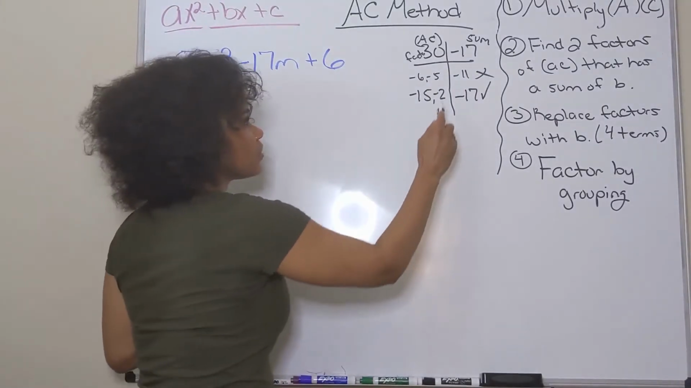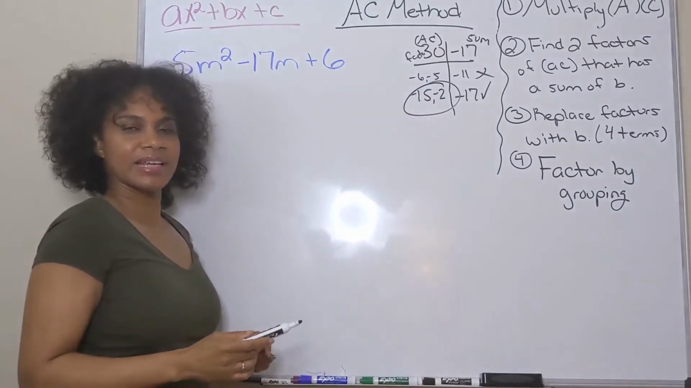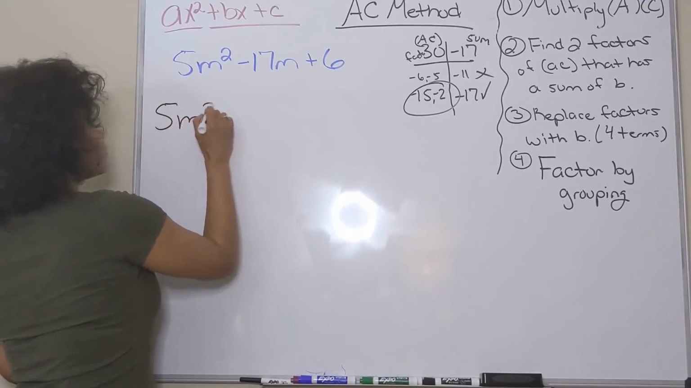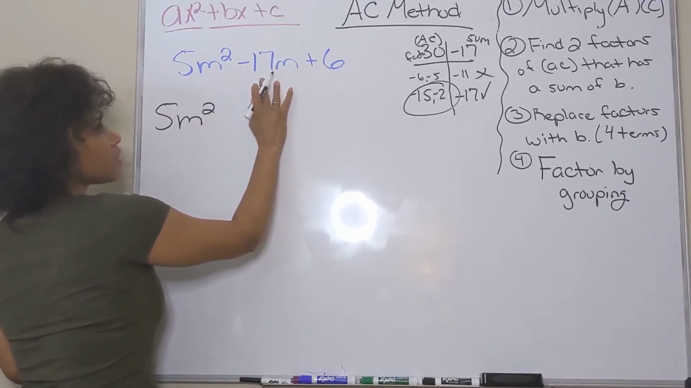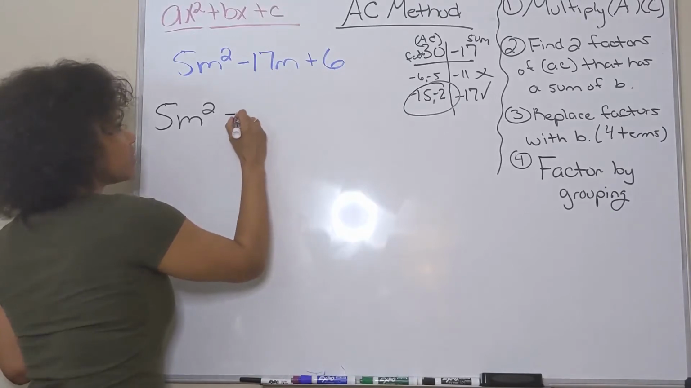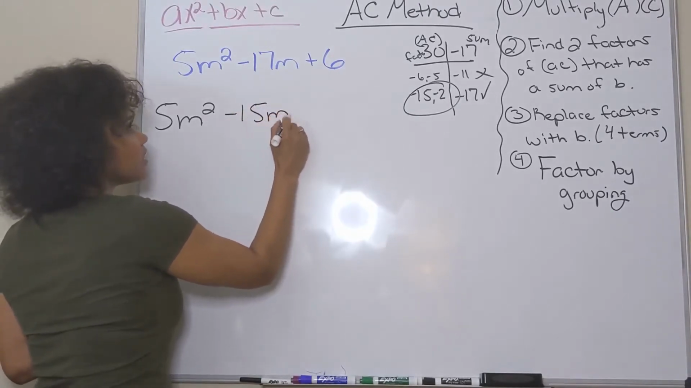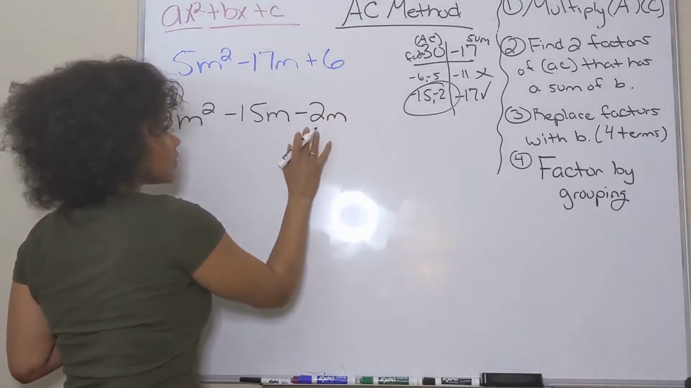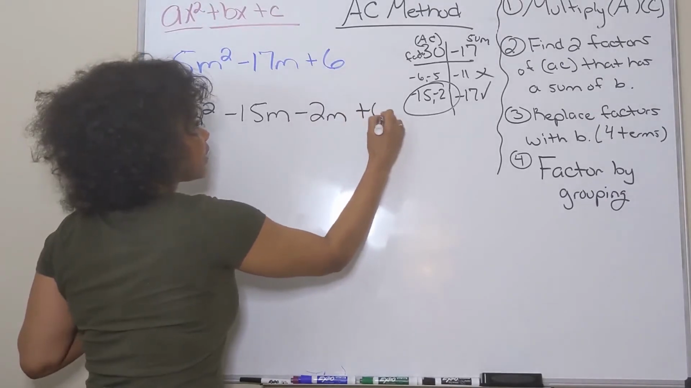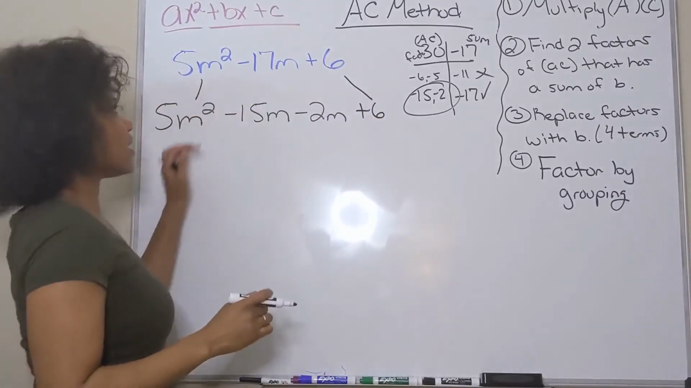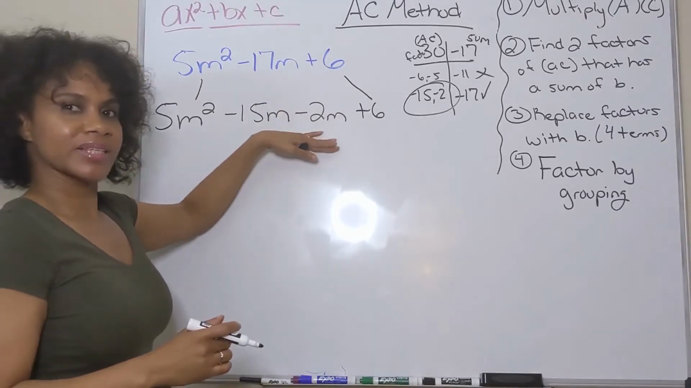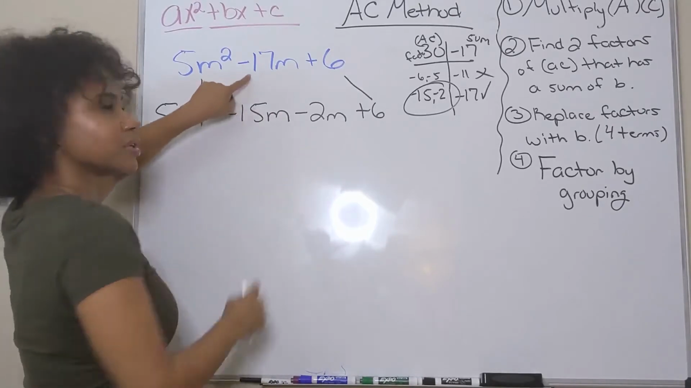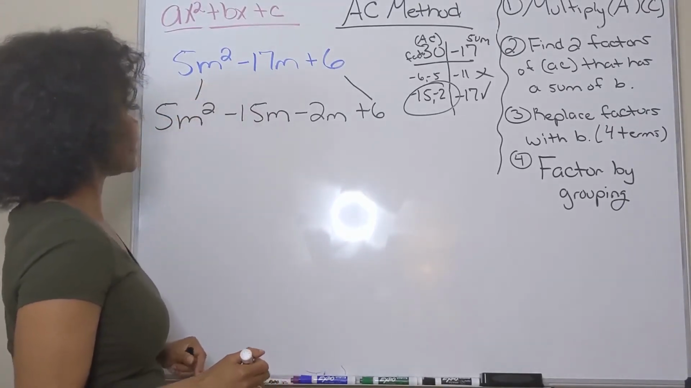So my factors I'm going to use are negative 15 and negative 2. I'm going to replace negative 17m with negative 15m, using m because that's the variable I'm given, minus 2m because they're negative. And then I bring down my 6. So bring down that first and last term and replace those middle two terms with your original b. And again, when you combine them, you should get your original b. All right.